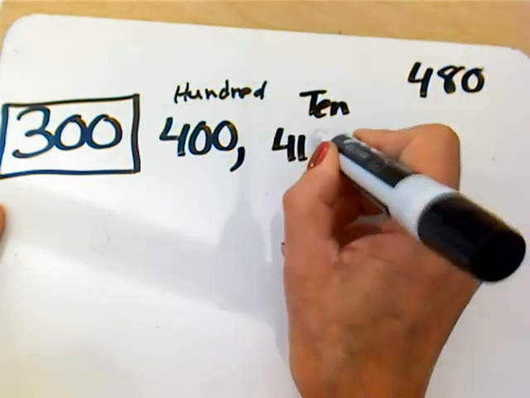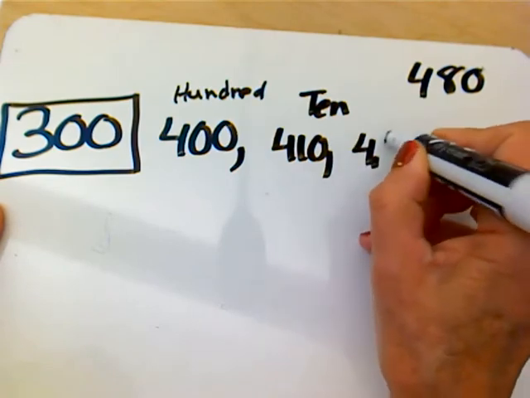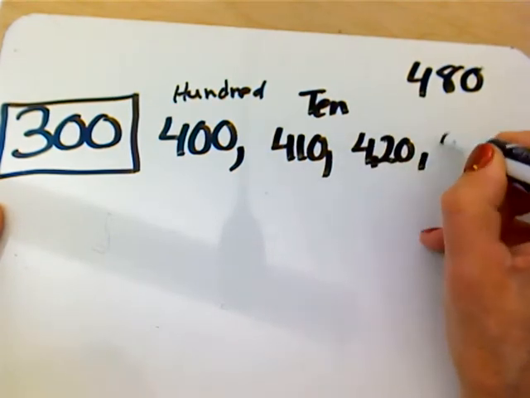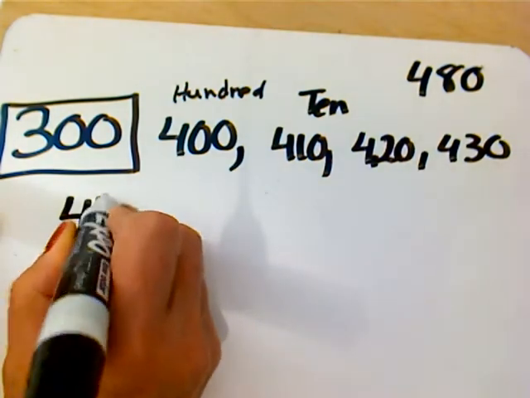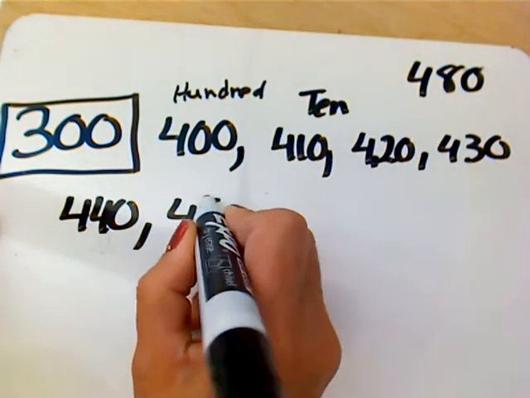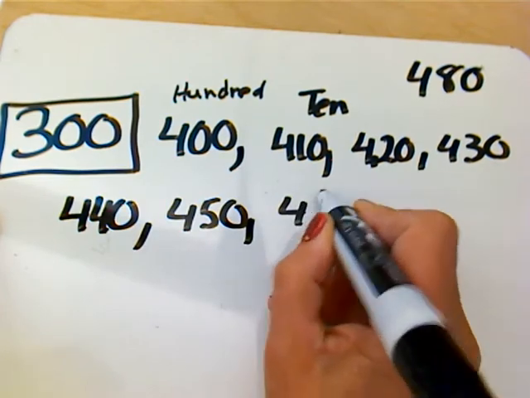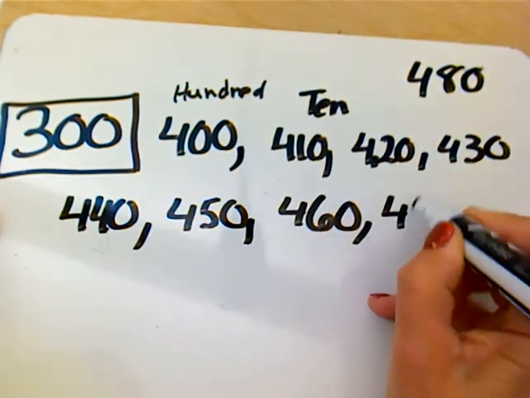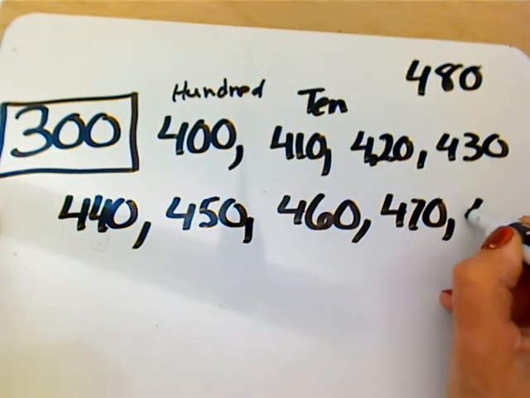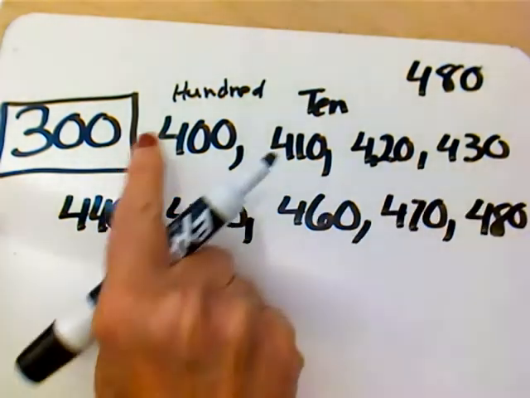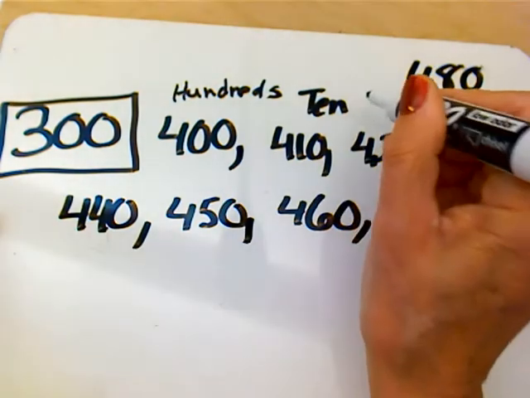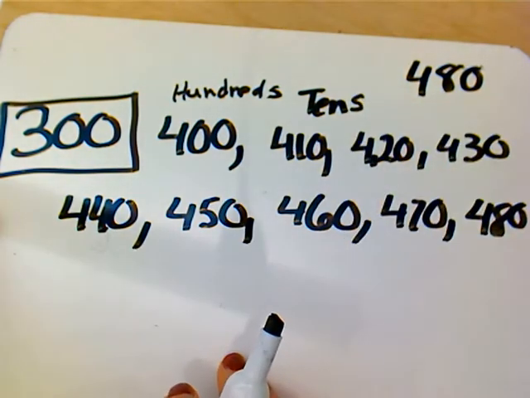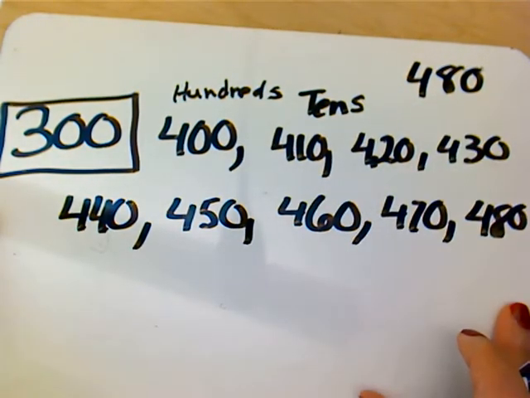So 410, 420, 430, 440, 450, 460, 470, and at last I made it to 480. So this time I started counting at hundreds. I got one number before I had to change and count by tens. But I got myself there pretty fast.